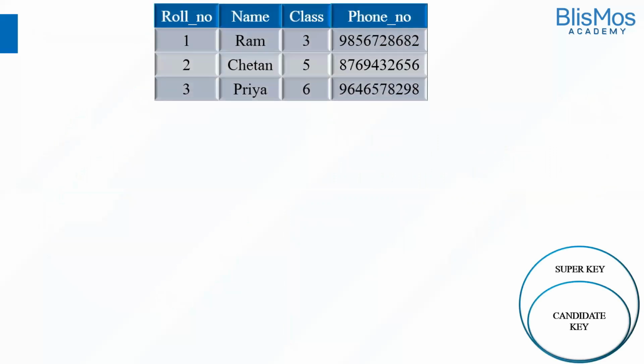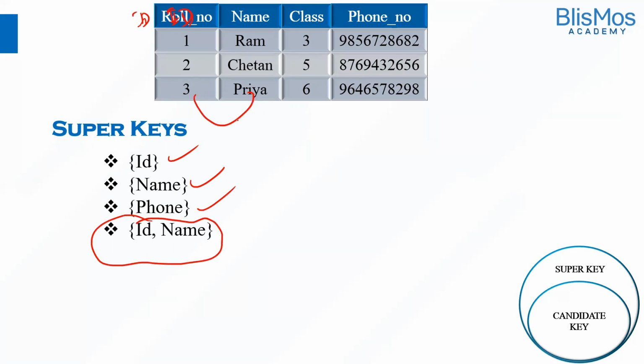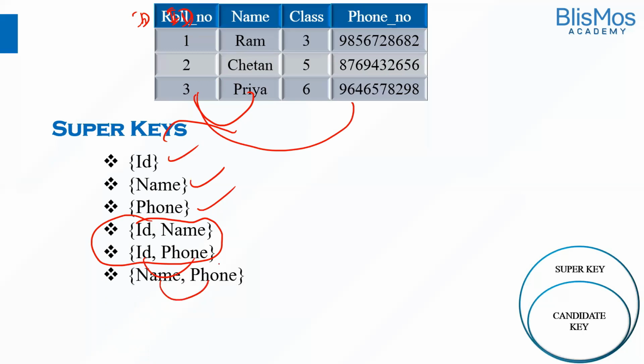Let us take an example here. This is our entity or a table. In this, let us identify all the super keys. Now, super keys are, we have an ID. You can see this ID or roll number. Okay, that is a super key. And we have a name, that is a super key. And we have a phone, that is a super key. And ID and name together can be a super key. And ID and phone can be a super key. And name and phone can be a super key. ID, phone, name together can be a super key.